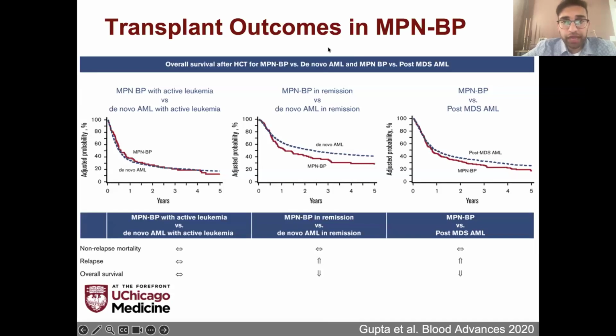When patients do get to blast phase, however, while transplant does help, the benefit of it is somewhat muted. We typically do need patients to be in remission, meaning less than 5% blasts, to benefit the most from an allogeneic transplant.